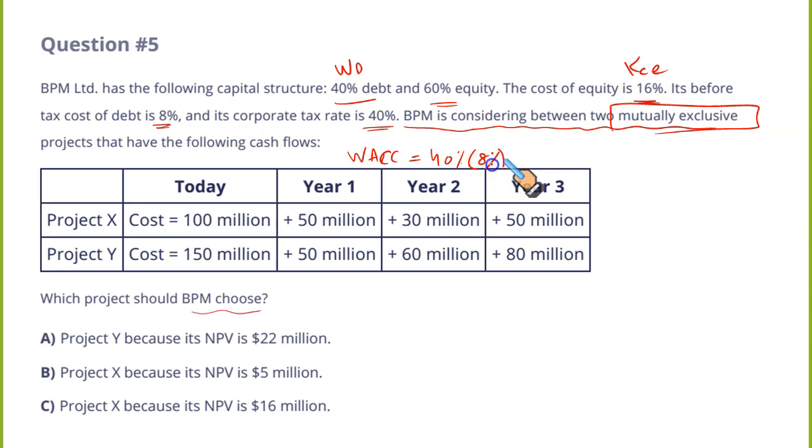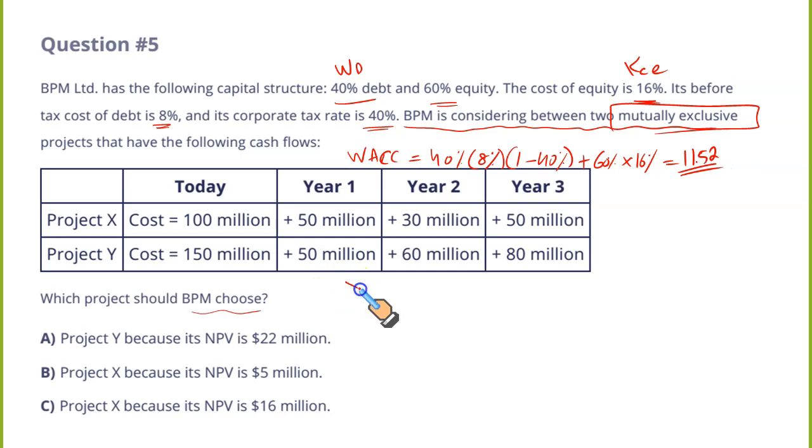Since it's pre-tax, you need to write 1 minus tax rate, that is 40%. Plus cost of equity. Equity represents 60% of your funding. Multiply this with 16% cost of equity and just do it in a single go. The way I'm going to do it: 8% times 0.60, plus 60% of 16. That gives me 11.52. This is your weighted average cost of capital. And this is what you will use to discount these two projects.